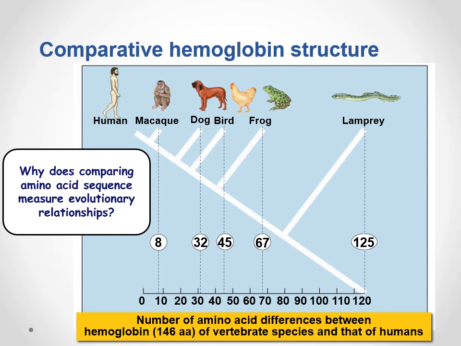Looking at the comparative hemoglobin structure, by comparing amino acid sequences, this can measure evolutionary relationships. So here with the macaw, the number of amino acid differences between hemoglobin in vertebrate species and that of humans: between a human and a macaw, there's only 8. Human and a dog, there's 32. Human and a bird, there's 45. Human and a frog, there's 67. And humans and a lamprey, there's 125.